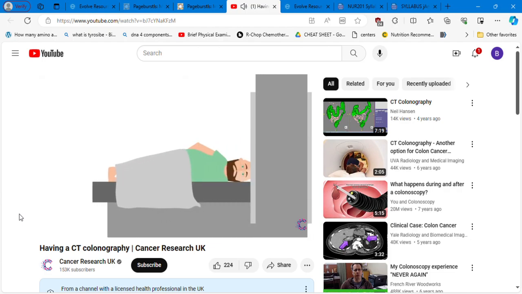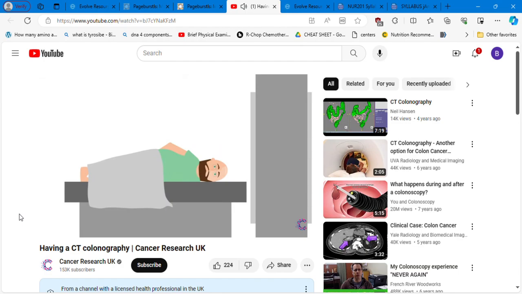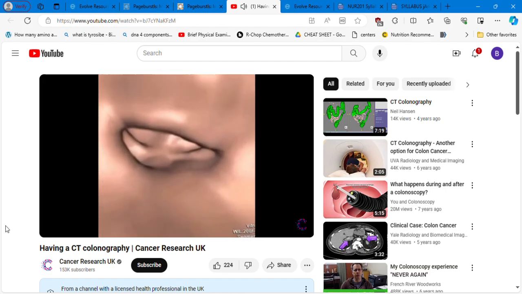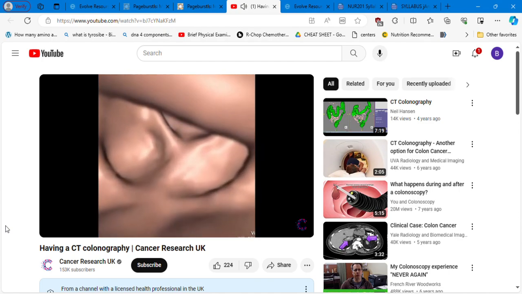You then have 2 or 3 CT scans in different positions. All of your images will be looked at using a special computer program. This shows up any growths or abnormal areas on your bowel wall.